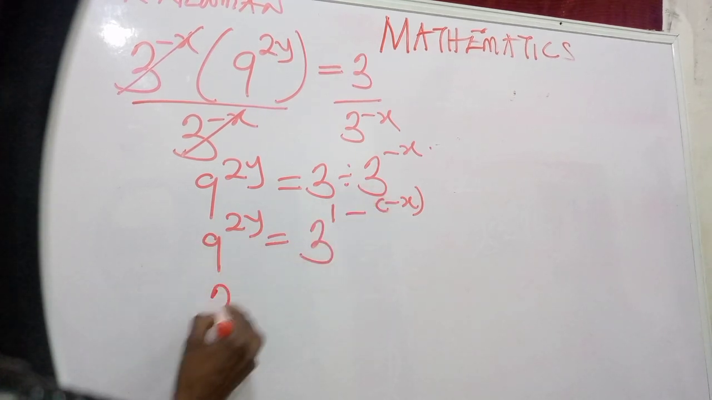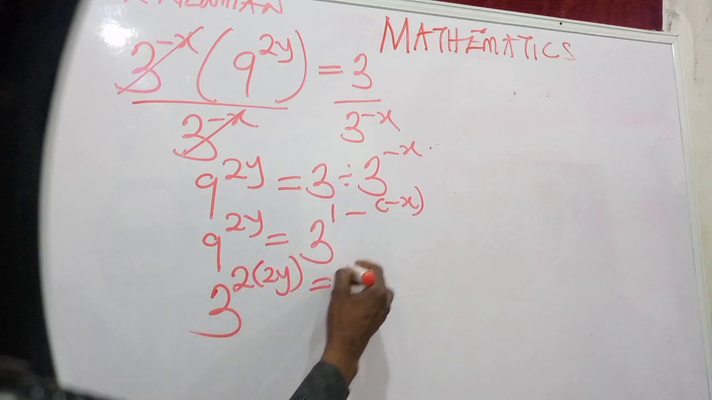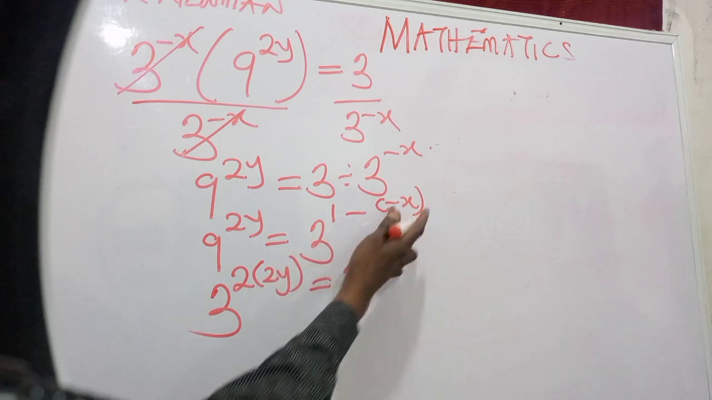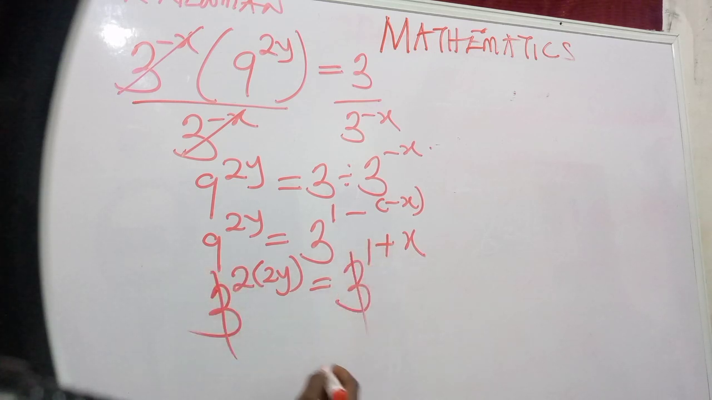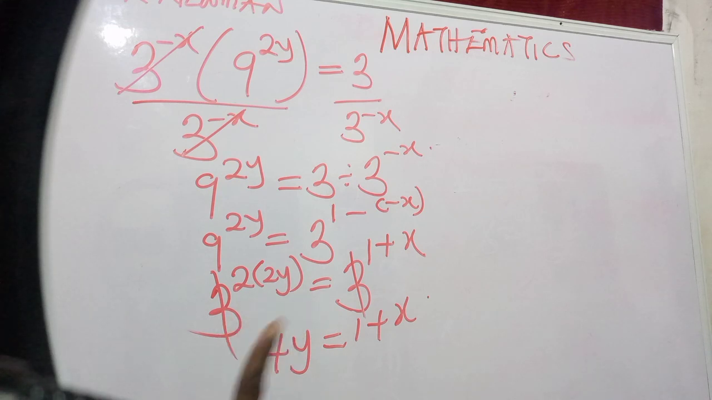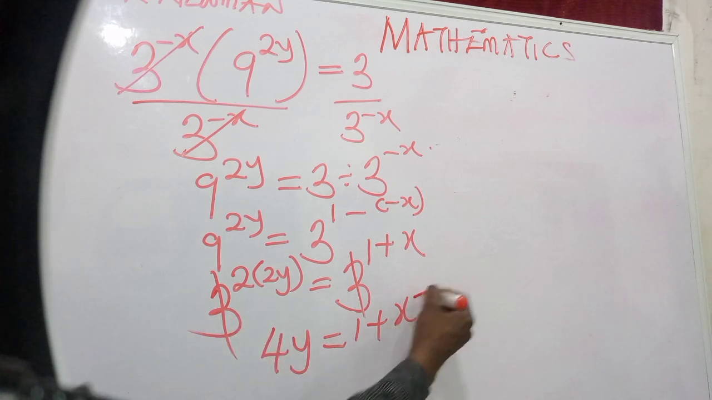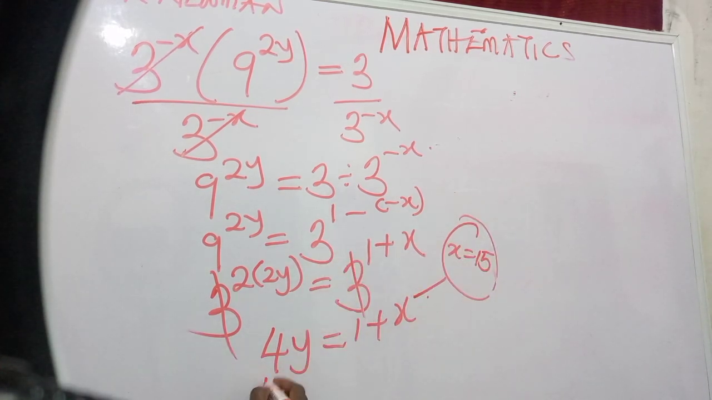So this can be broken down to have equal base 3. 9 is 3 raised power 2, so 3 raised power 2, 2y equals 3 raised power 1, minus times minus will give us plus x. You can see we have equal bases, so you can cancel out. So 2 times 2y will give us 4y equal to 1 plus x. But remember from equation 1 we have determined the value of x as 15. So we're going to substitute the value of 15. It becomes 4y equal to 1 plus 15.